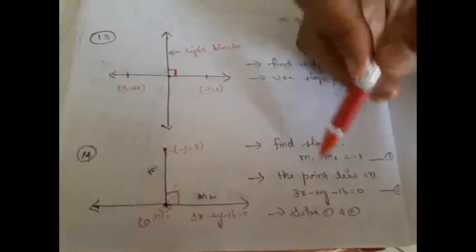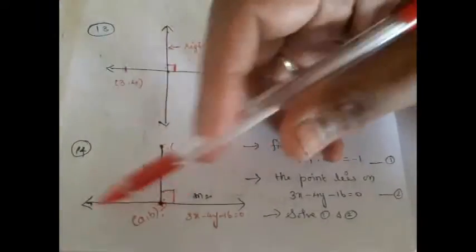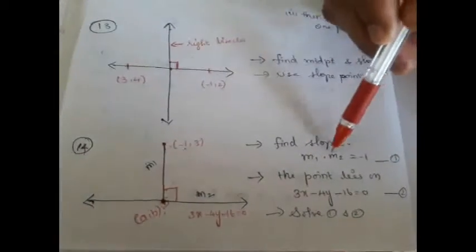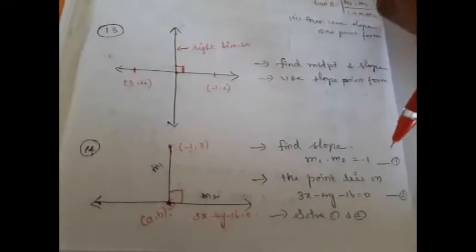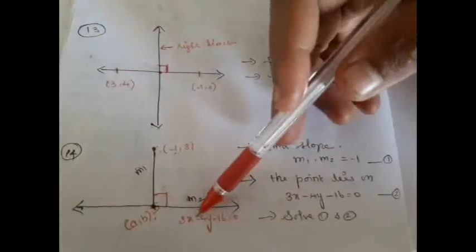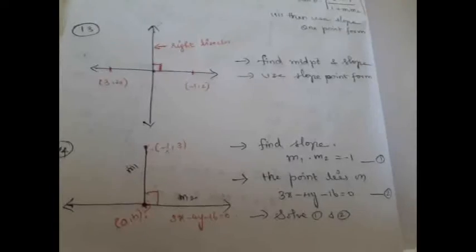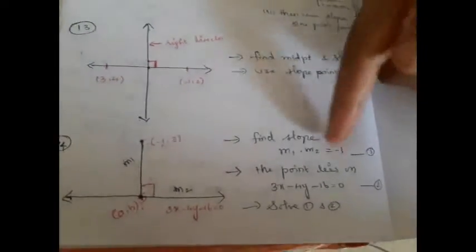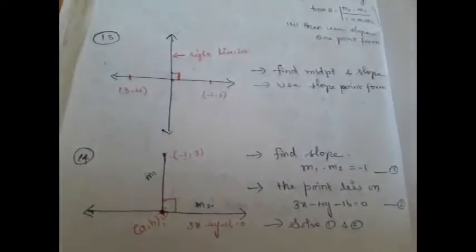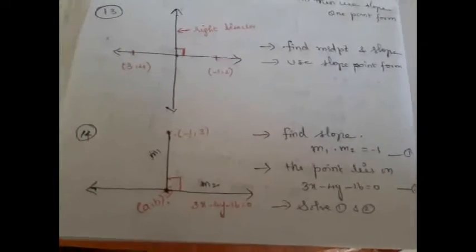So what are all the steps involved in solving this problem? Find the slope of this line and substitute in m1 into m2 is equal to minus 1. We will get an equation in a and b. Then substitute the point in the line 3x minus 4y minus 16 equal to 0. Again we will get an equation in a and b. To solve these two equations, we can find the values of a and b, and hence the foot of the perpendicular, right. Hope you understood.